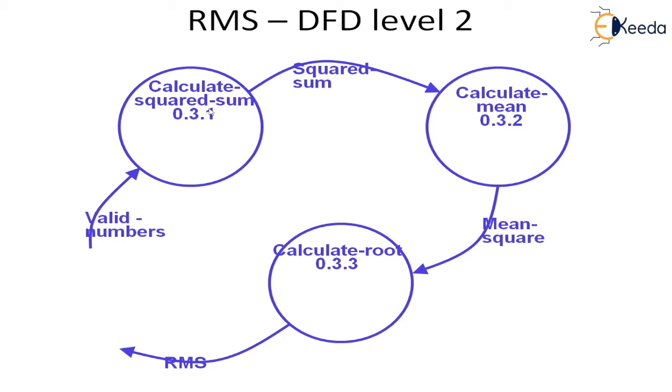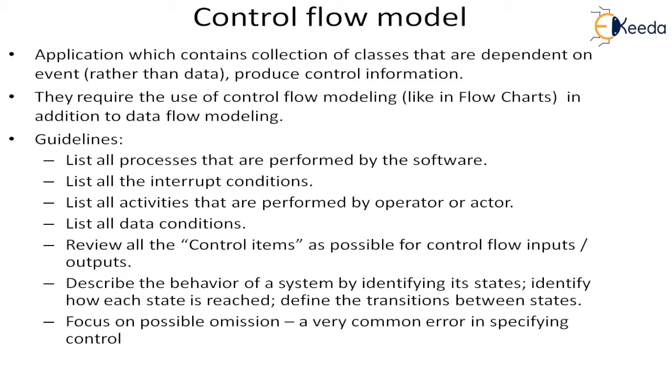So calculate squared sum. The valid numbers are going into it as it has gone into the previous process, and the sum squared is coming in. Then it is calculating the mean and the mean square, and then it is calculating the roots. Next you have the control flow. So we have seen a little bit of the data flow, how it can be made, and now we will go into the control flow.